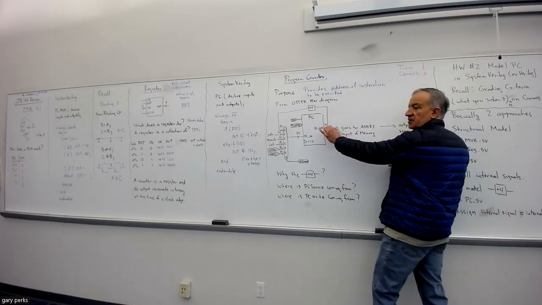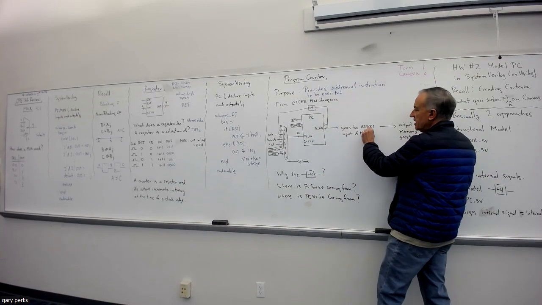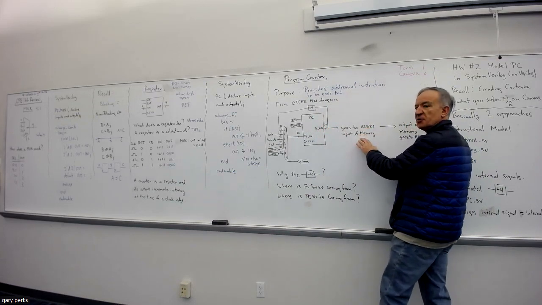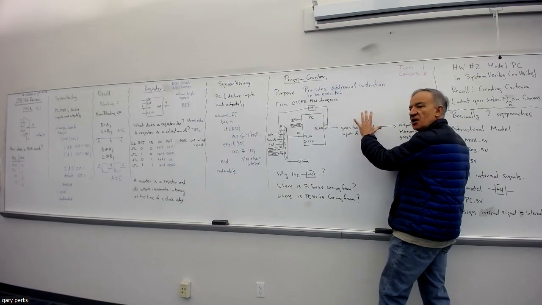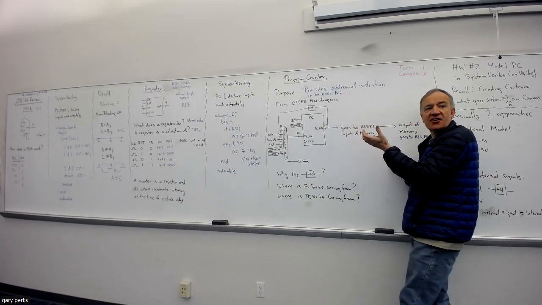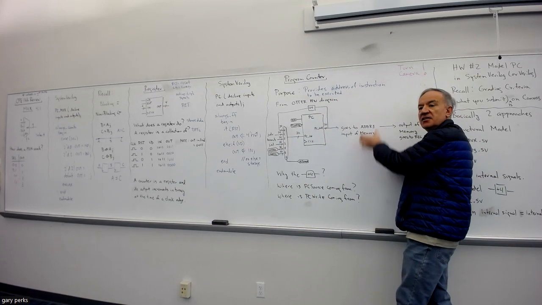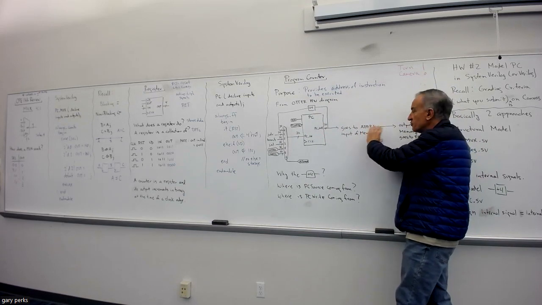The output of the program counter, which has the address of the instruction being executed, goes to this input, address 1 of the memory module. And remember, the memory module is where the instructions are, and that's where our memory is. Part of memory is the code segment, and the code segment is where the instructions for the program are.